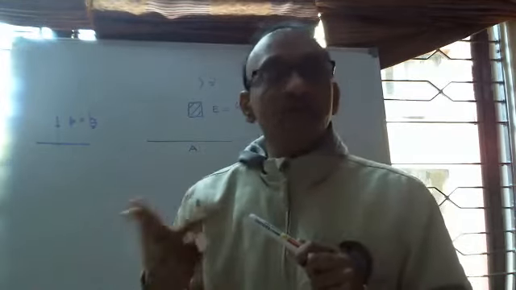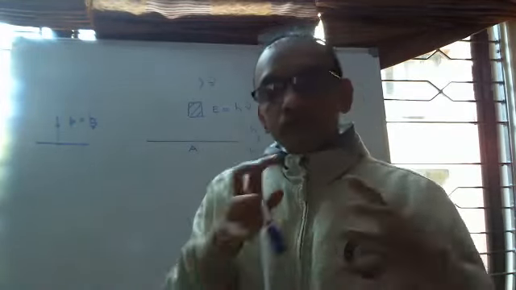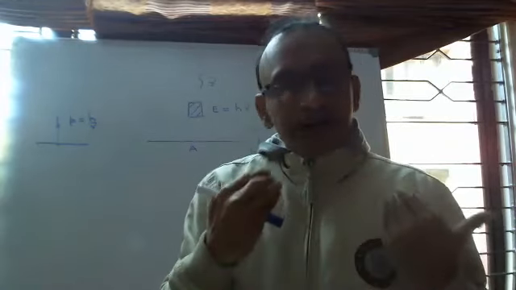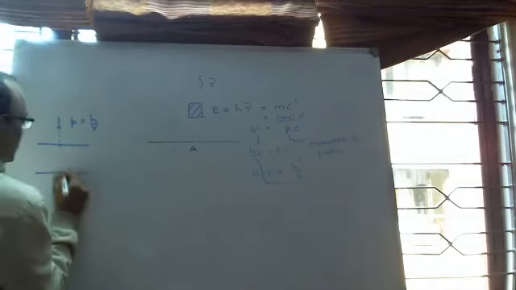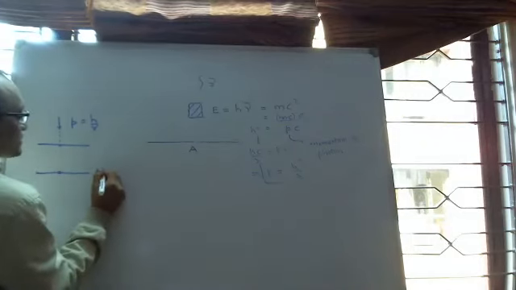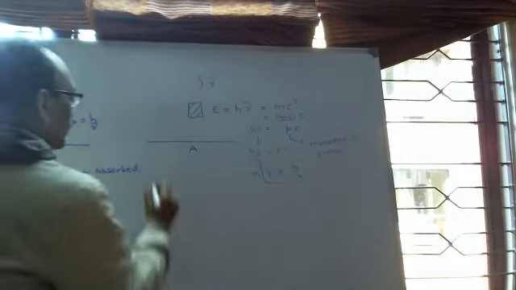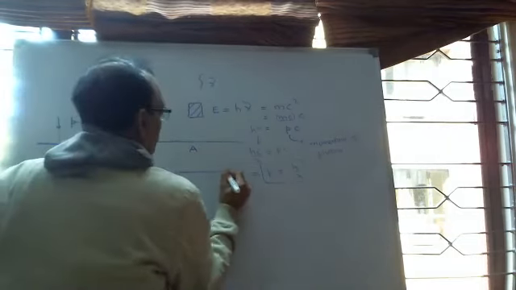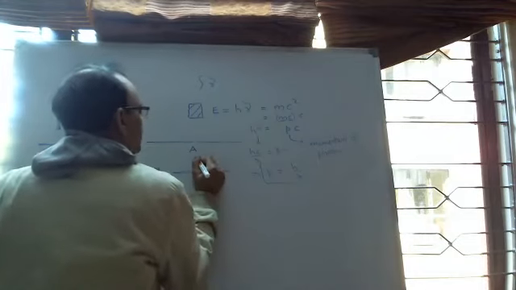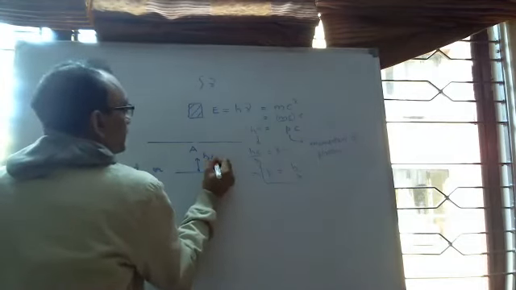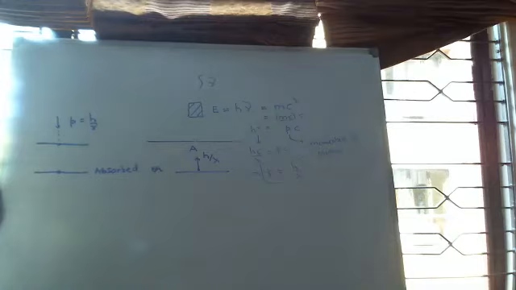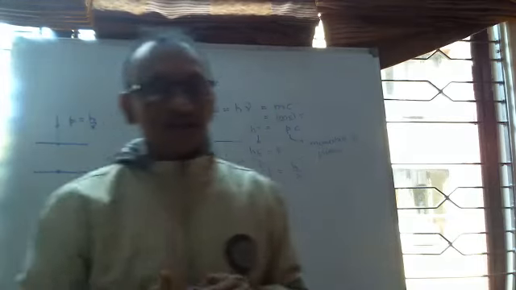What are the two possibilities for that photon? Either it could get absorbed by the surface, right? Either it gets absorbed by the surface, or the photon could get reflected by the surface with an equal and opposite linear momentum. These are the two possibilities, right?